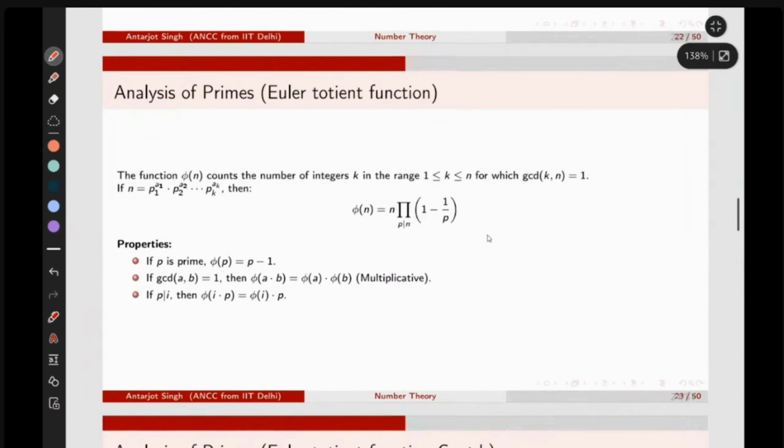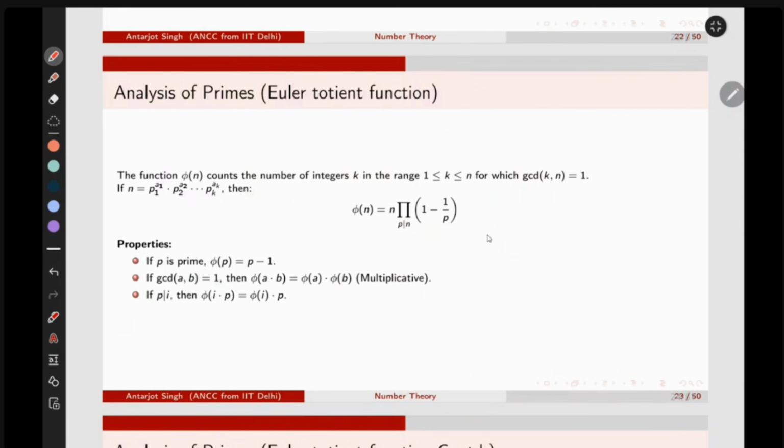So what is the Euler-Totient function? The Euler-Totient function counts the number of integers in the range 1 to n whose GCD with n is 1, or say co-prime. So you have a number n. It can be written in this form. So its Euler-Totient function is this. Let's not worry about that. We are going to prove how we got this.